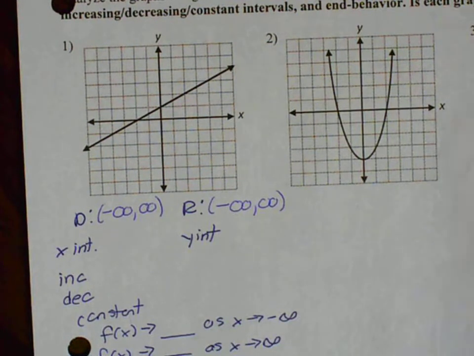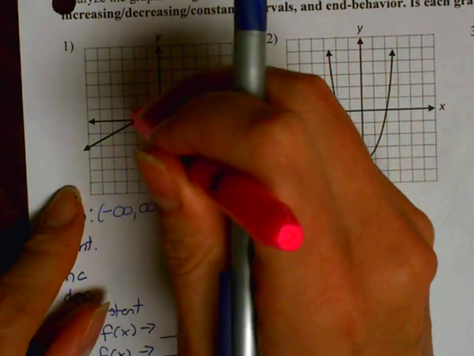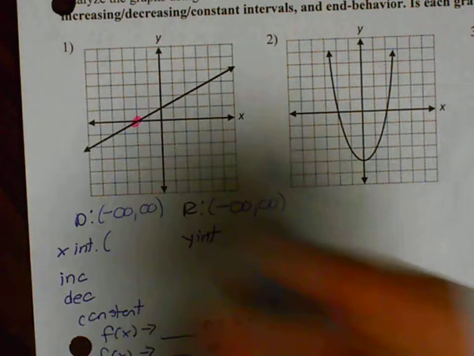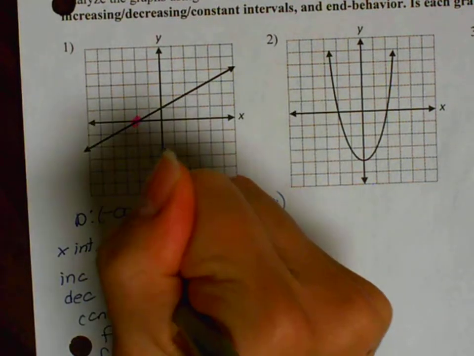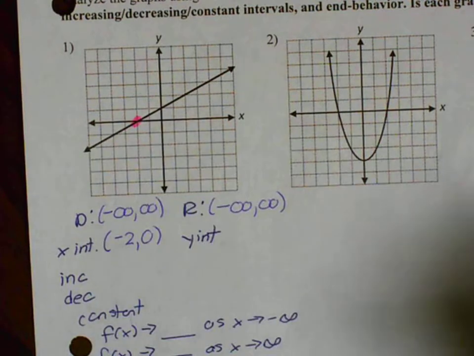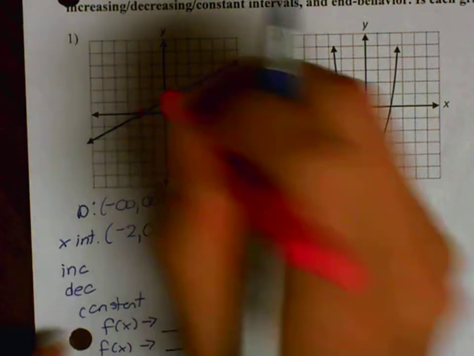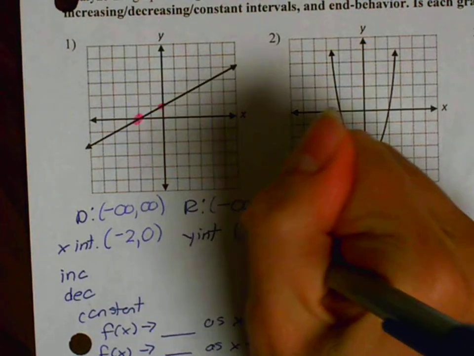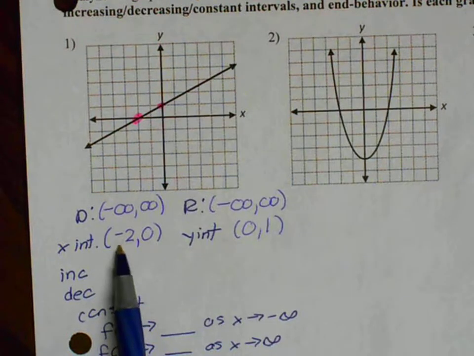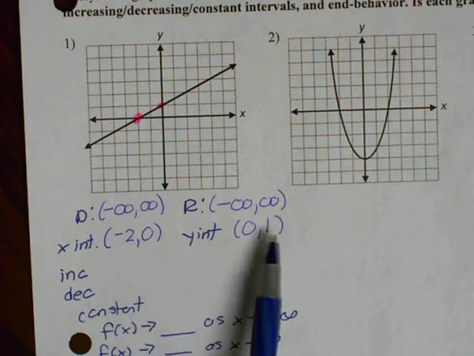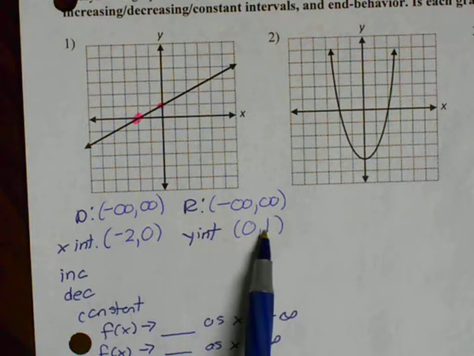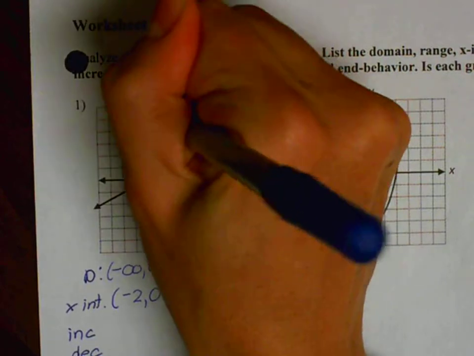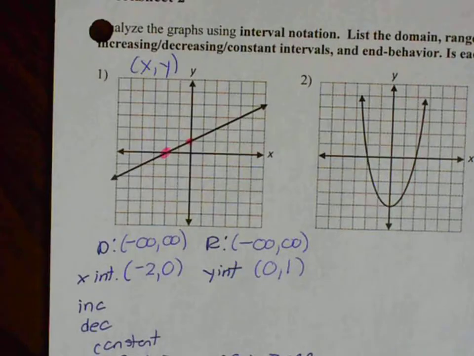So now my x-intercept crosses right here. And when you write x-intercepts as a point, the x comes first. So my x is -2, and of course my y is 0. My y-intercept right here, it's at 0, 1. So when you're writing your x-intercept, there should be a number in the x spot and then a 0. If it's a y-intercept, there should be a number in the y spot and then a 0. Remember, we write points like this, x, comma, y. X comes first. Think alphabetical order.